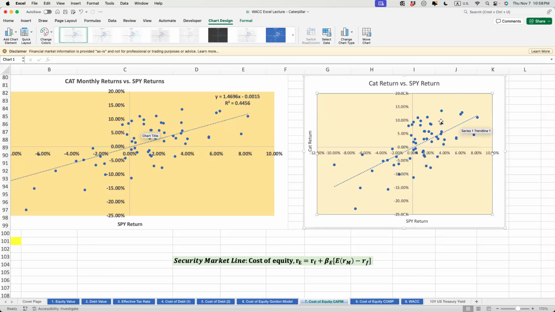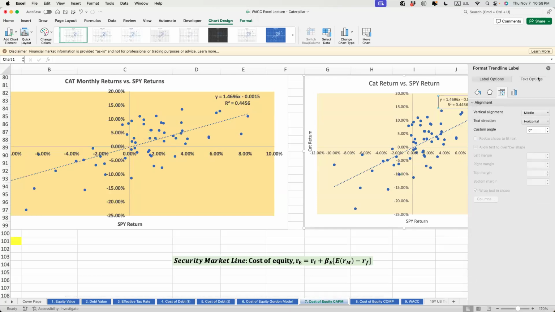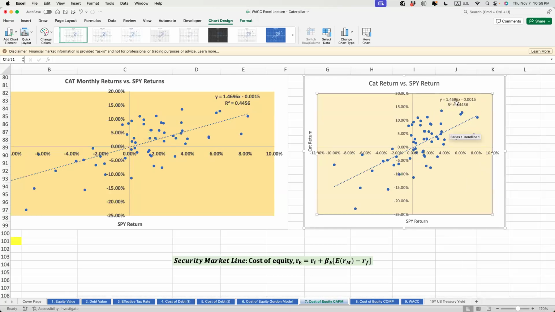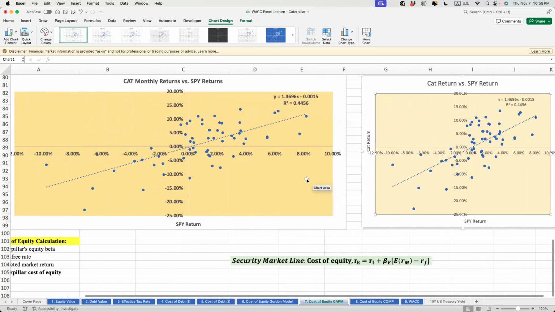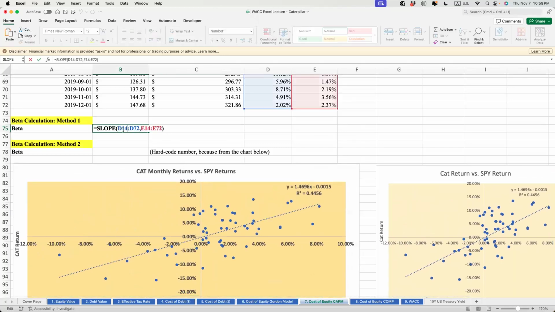Okay, but what exactly is the function of this straight line here? So this is where we can double click this straight line, and then we can check display equation and also display R-square. If you check display equation, now you're going to find out we have 1.4696. That's exactly matching what we just estimated for the beta. So that is why we use a slope function.